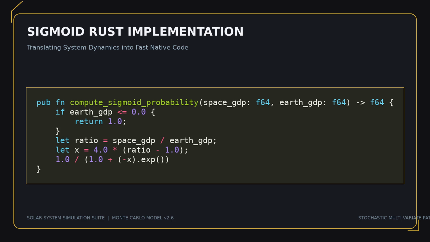The formula maps the space-to-Earth GDP ratio to a probability curve. A scaling multiplier of 4.0 controls the steepness of the transition around the midpoint. If our stochastic roll succeeds, the off-planet corporations secede and transition to a sovereign state status. In Rust, we ensure mathematical safety by explicitly handling division by zero cases, immediately returning 100% defection probability if Earth's GDP collapses to zero.